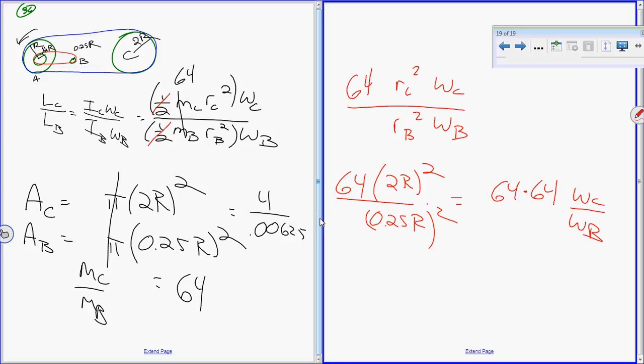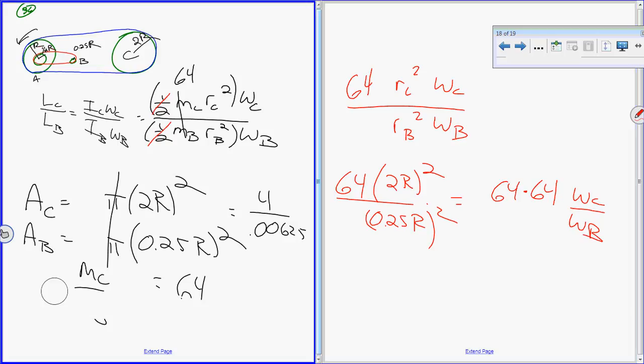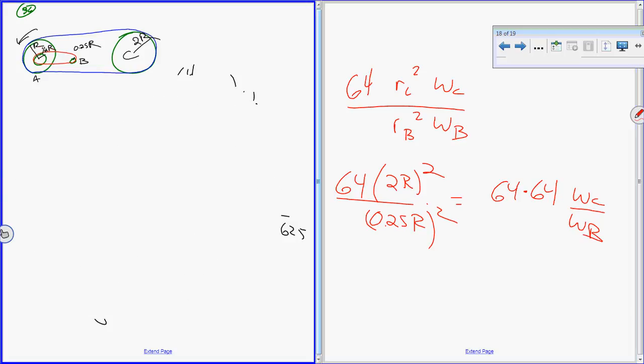Okay, so now we just got to figure out the relationship between the angular velocities, right? So we had done one of these before. Let's start with the angular velocity of B. It doesn't matter. You got to start with one or the other, right? Okay. So can I erase all this mess here?